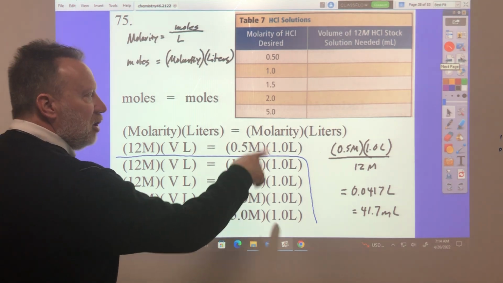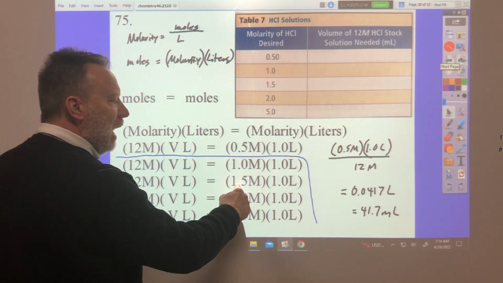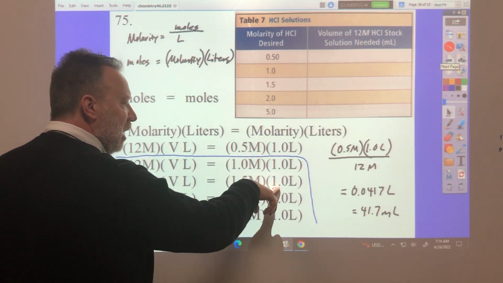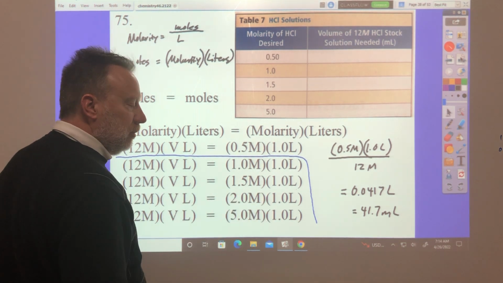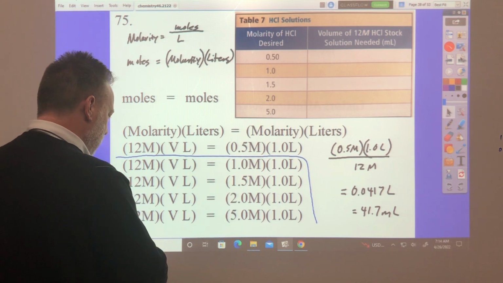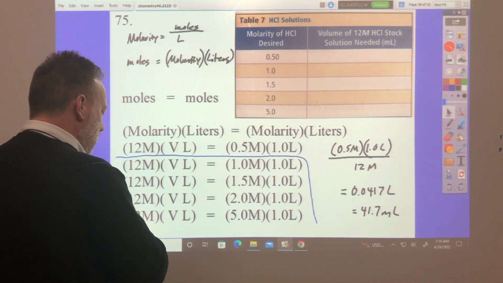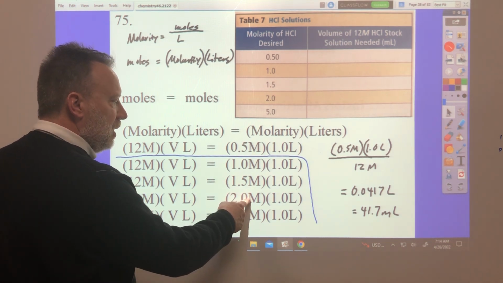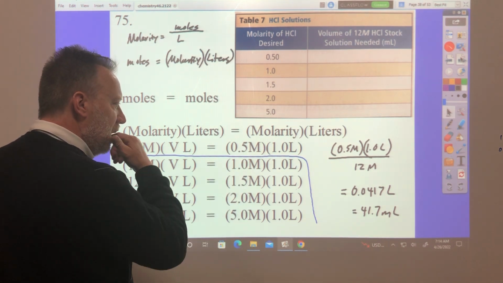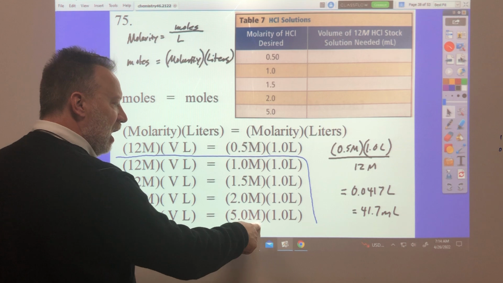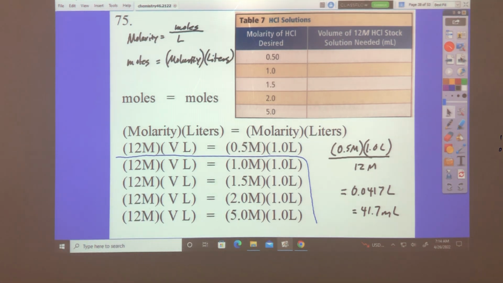Okay, next, I'll show you what all the answers are. 1.5 times 1 divided by 12. 2 times 1 divided by 12. That's a sixth, which would be 16 or so percent. So that one would be about 8.08, about 8. And 12 divided into 5. You end up with 5/12. And so the answers come out to be 42 milliliters.